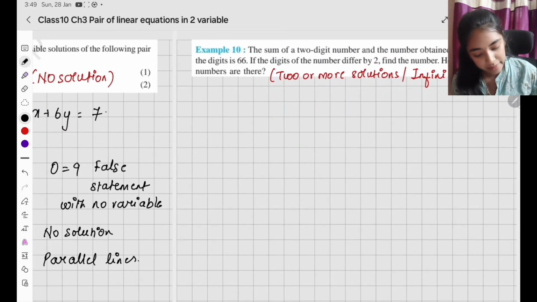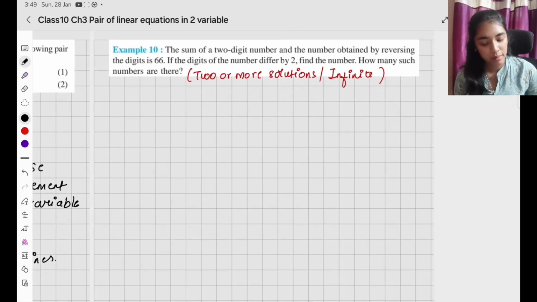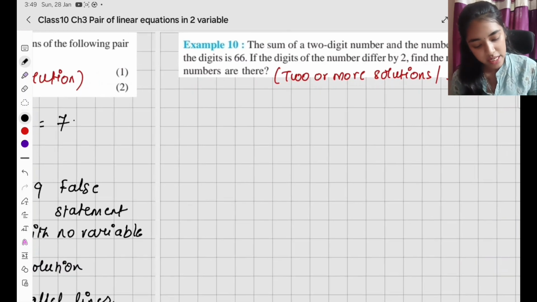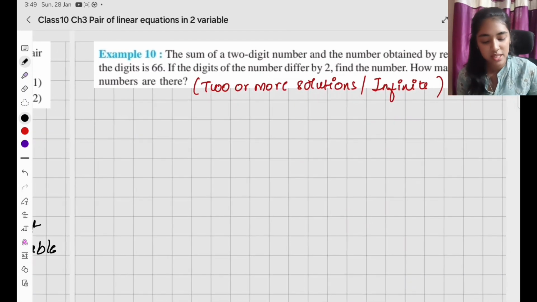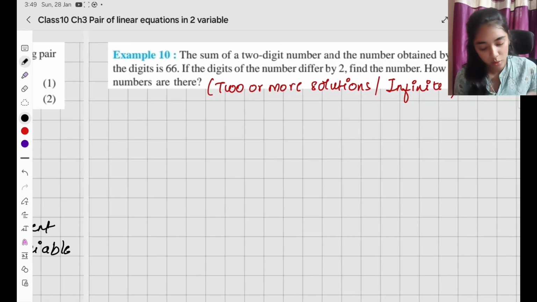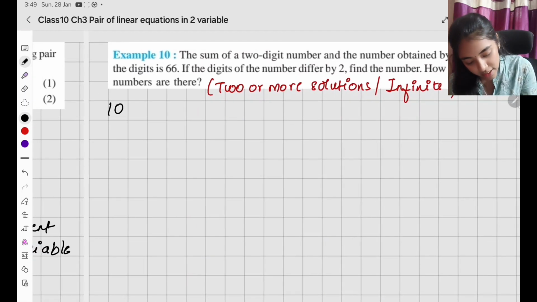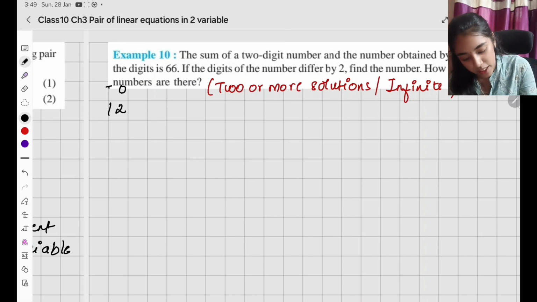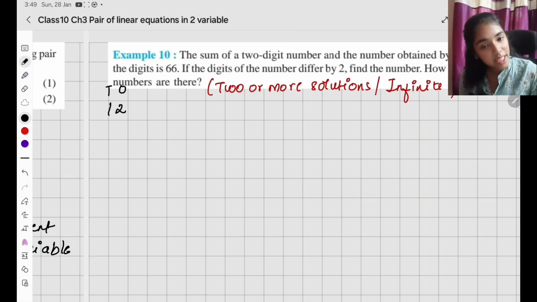Now example 10. The sum of a 2-digit number and the number obtained by reversing its digit. Okay, இது கொஞ்சம் trickyயான question. Okay, so இத first நம்ம எப்படி equation எழுத போறோம்னு பாப்போம். Sum of a 2-digit number. Okay, இப்போ for example number 10 இல்ல number 12 எடுத்துக்கலாம். இப்போ number 12 இருக்கு அப்படினா this is going to be the ones place and this is going to be the tens place. இத வேரியபிளா நம்ம எப்படி எழுத போறோம்?